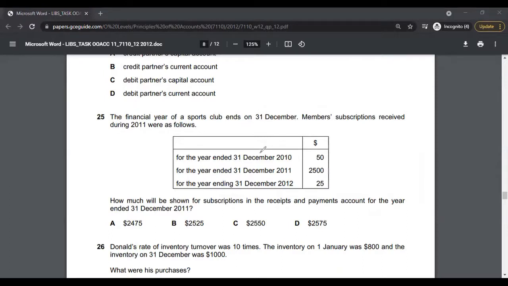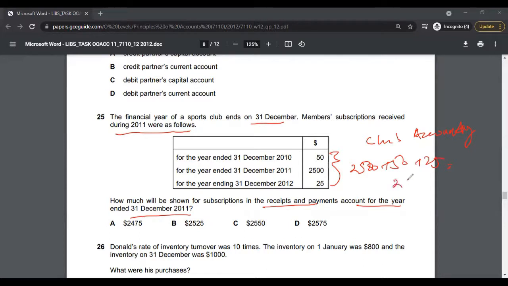Multiple choice 25. The financial year of a sports club ends on 31st December. Members' subscriptions received during 2011 were as follows. How much will be shown for subscriptions in the receipts and payments account for the year ended 31st December 2011? Again, a question on club accounting. In 2011, you received the following money, and that is simply an addition: 2,500 plus 50 plus 25, that comes to 2,575. The answer to multiple choice 25 is option D.